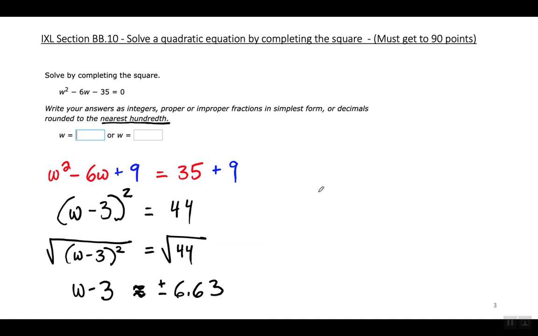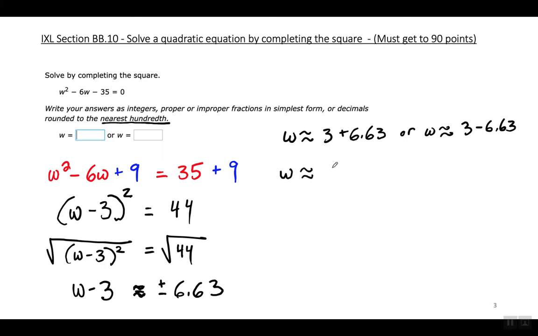Alright, so that means when I move the 3 to the right side of the equation, w is approximately 3 plus 6.63, or w is approximately 3 minus 6.63. All I'm doing is, when I move the 3 to the right, the 3 becomes positive, and I have to do both. I have to add 6.63, and I also have to check what it would be if I subtract 6.63. That's going to give me my two answers.